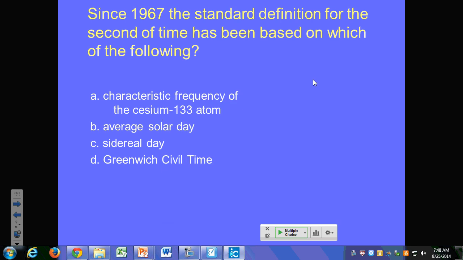All right. Okay, very good. Remember, it used to be based on the solar day, but not anymore. That was 100 years ago or more. So now it's based on the frequency of the cesium atom, and that allows us to have very accurate timing, which is important for communications primarily, but for other things as well. Measuring very small intervals of time.